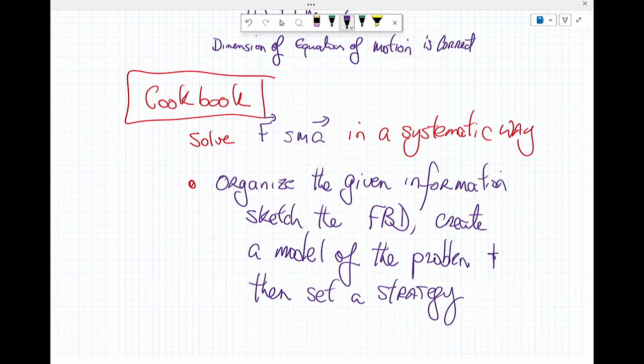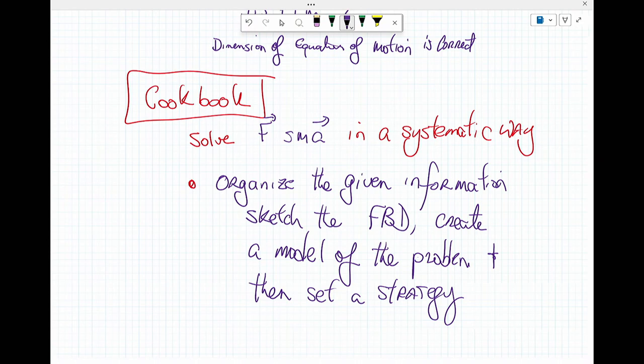Okay, so when you're solving these things, first of all, look at what you have. Circle the numbers down, make sure you have everything down. Sketch the free body diagram. Please, please, please don't just sort of look at it and say, oh yeah, I know everything is there. Sketching takes seconds. Put a box, put things on. Don't put a dot, put a box so you can see all of your forces. Create a model of the problem, and then you set your strategy.